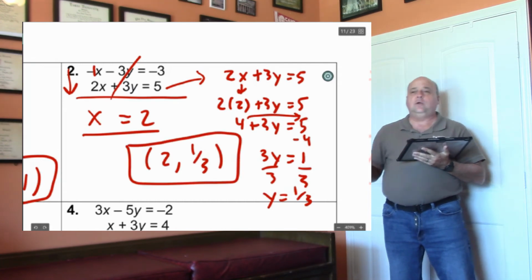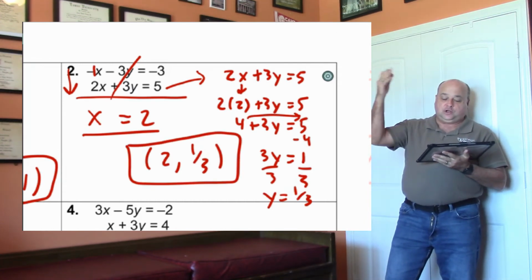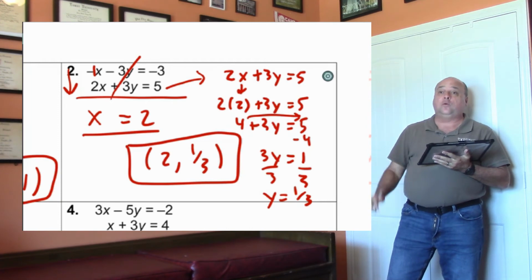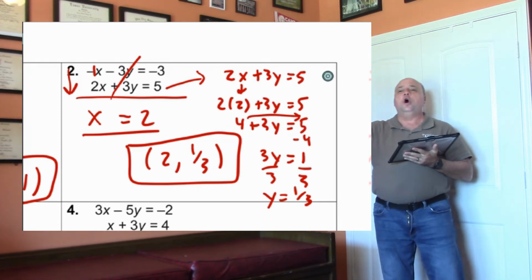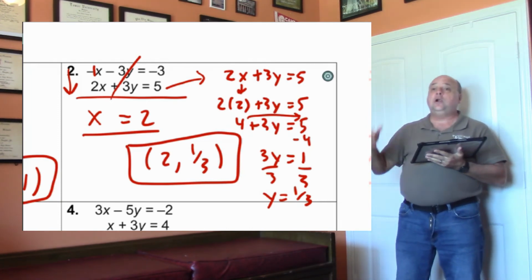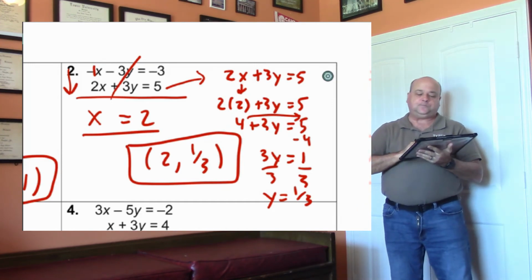Don't freak out if you get a fraction, okay? If you put 2 comma 1/3 in there, they both work out, okay? So at 2 comma 1/3, the 2 lines would intersect.